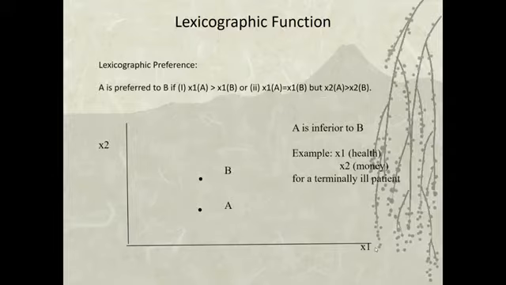From the dotted point in the two-dimensional vector space, it is clear that you have x1 on the x-axis and x2 on the y-axis. Now you see the assumption that one comes first and then the second one. So if A is inferior to B, that is x1 health and x2 money, people say that money has more value, for a terminally ill patient.